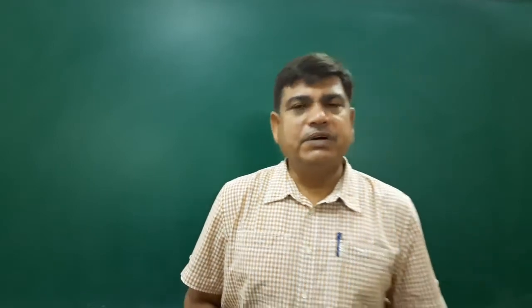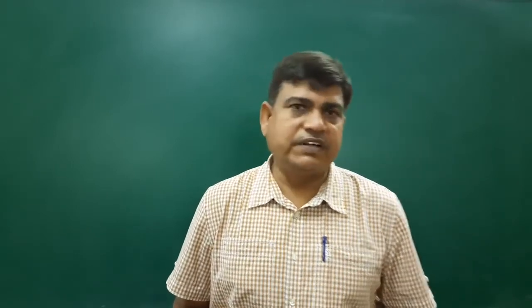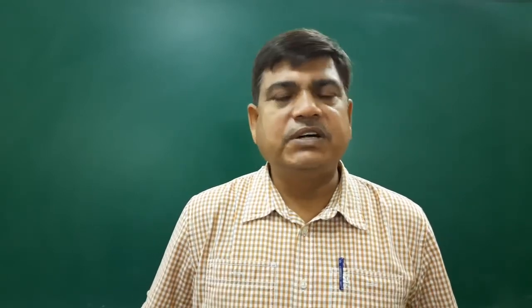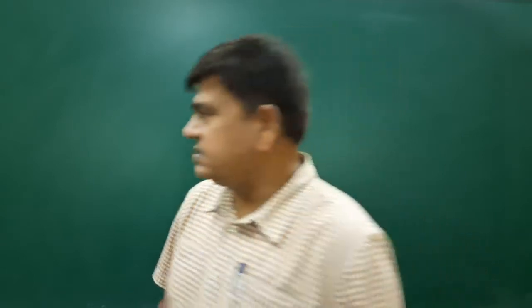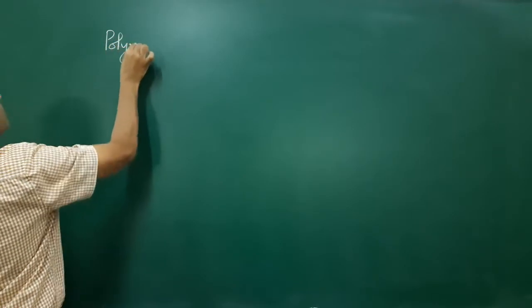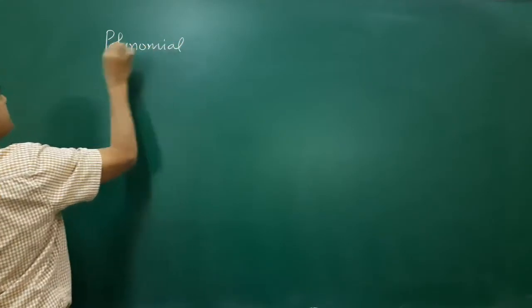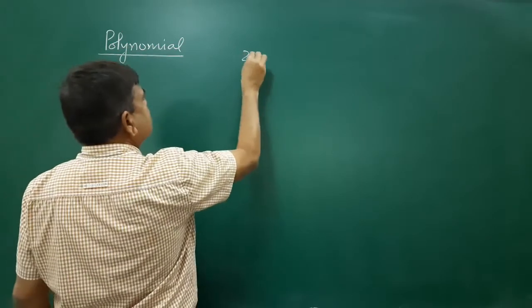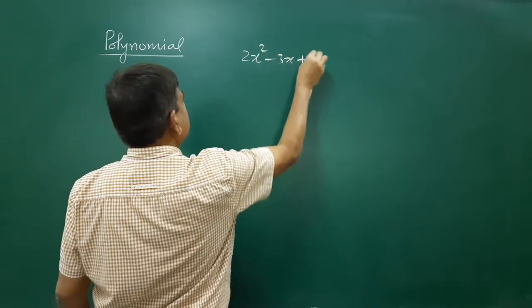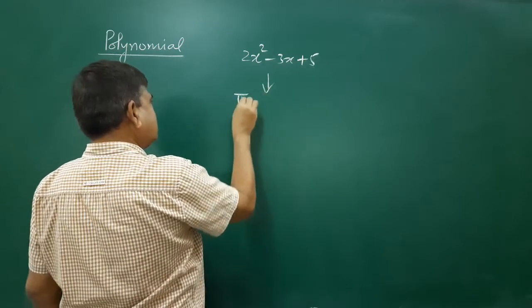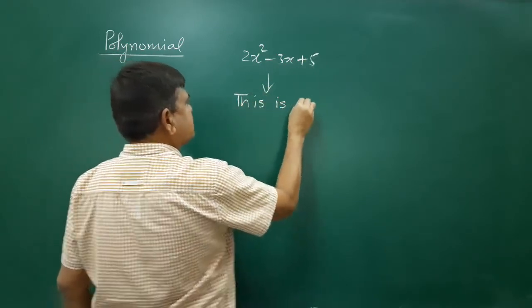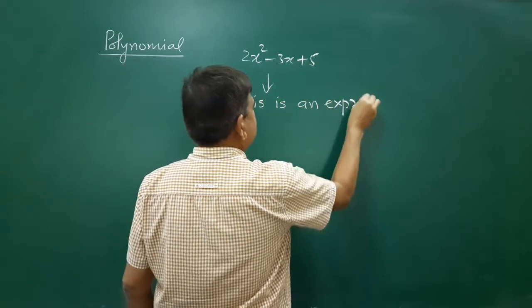We have discussed several examples on vector space, but they were specific. Today we will discuss some more examples, but in a different way. Let us consider: everybody knows the word polynomial. If I write 2x square minus 3x plus 5, then this is an expression.